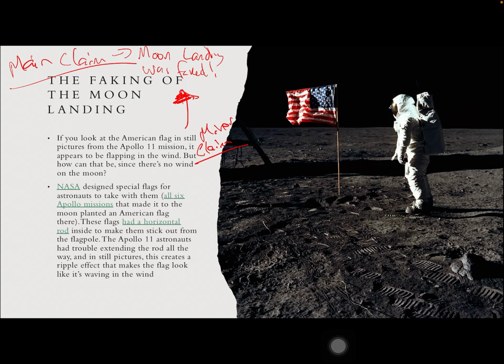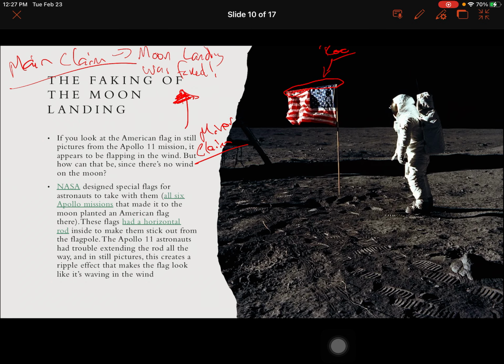Because we can look and say, okay, NASA designed special flags for astronauts to take with them that had a horizontal rod that makes the flag stick out. And if you look closely, right here, we see this rod that allows the flag to stay sticking out horizontally. So we can debunk this. We can say, this evidence doesn't make sense. This is why NASA thought of this, and this is what they did. So this would be our counterclaim.